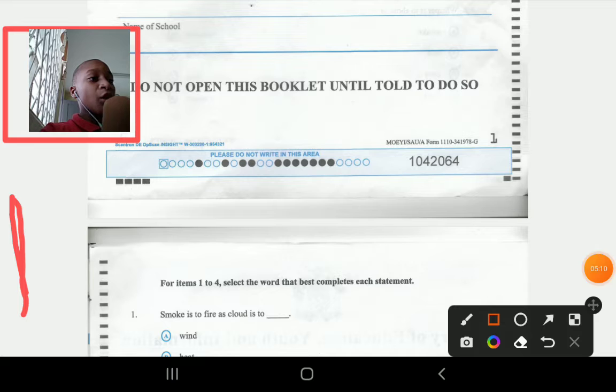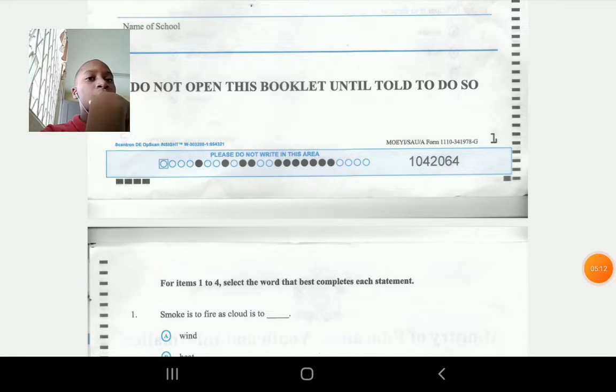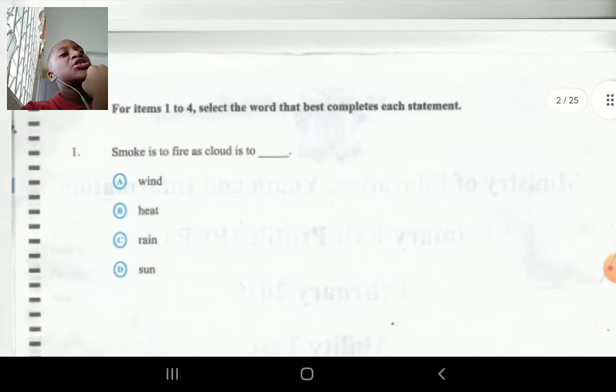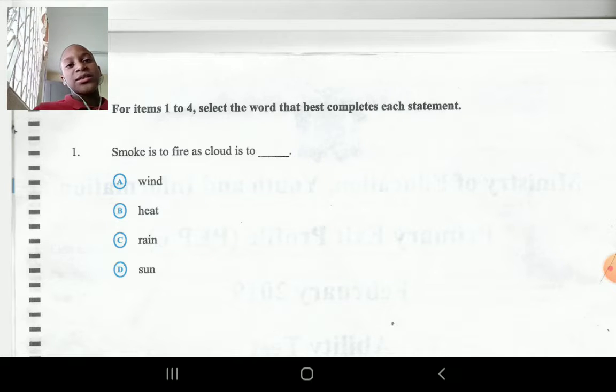Okay, so let's go on with the paper right now. The first question reads, smoke is to fire as cloud is to. So now we have to look at the relationship between smoke and fire. Whenever you see smoke, the interpretation is that there was fire or something that burns. So when you see a cloud, your interpretation is that the cloud was filled with rainwater.